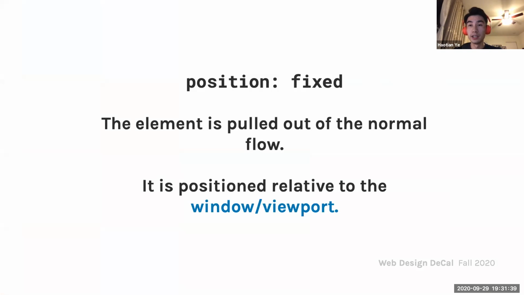And lastly, there is another value called fixed. Like absolute, this is pulled out of the normal flow. So again, it won't have any space to take up technically on the window, but it's positioned relative to our window or viewport.